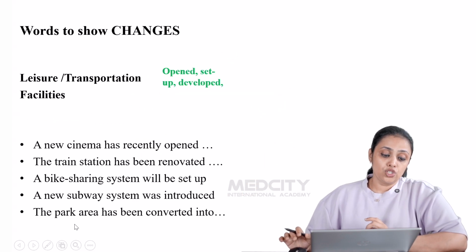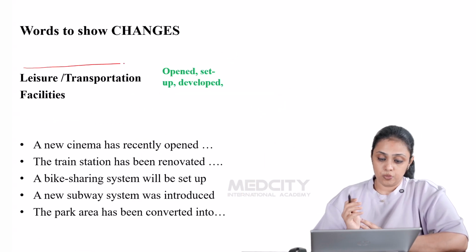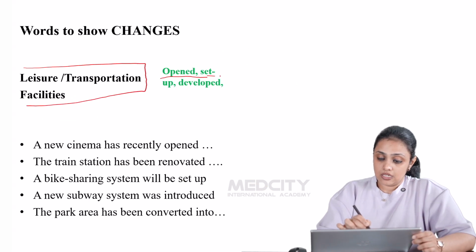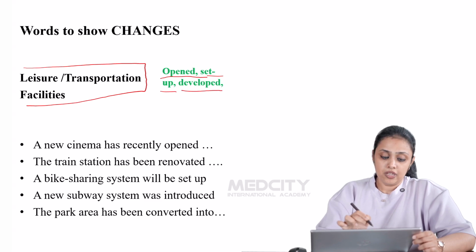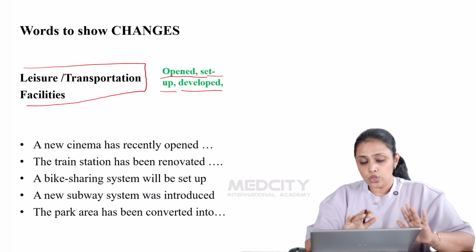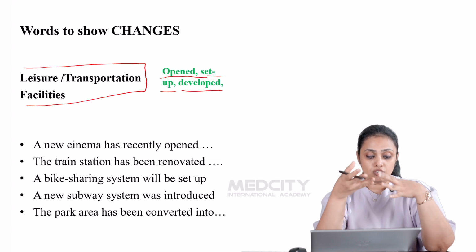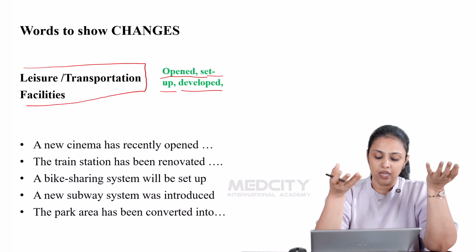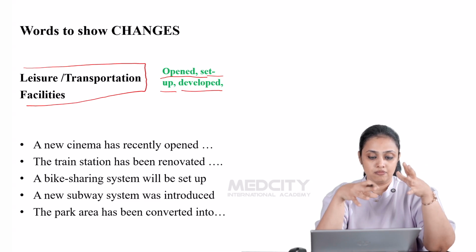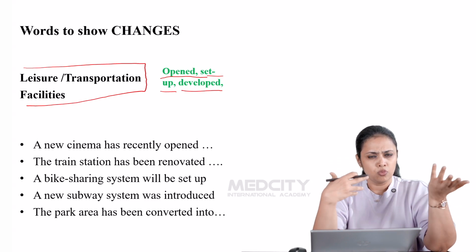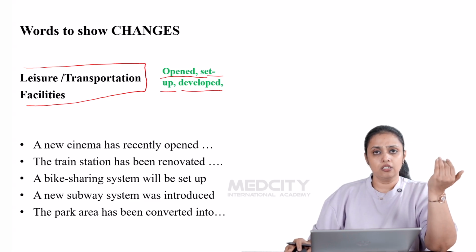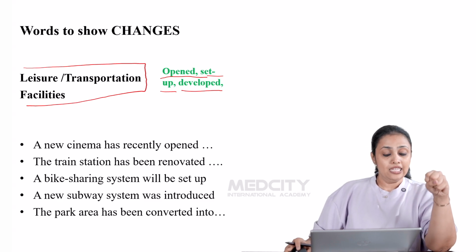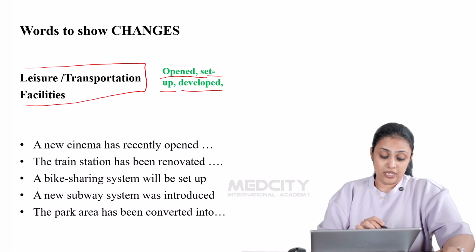Now, words to show changes related to leisure or transportation facilities. When something has been introduced, you can say that opened, set up, or developed. Now, for showing changes regarding leisure or transportation, some of the words related to buildings can also be used here. Okay, developed or expanded. Then what would you say, constructed. All of these related to buildings are also applicable to transportation or leisure facilities. I'll show you a few examples.